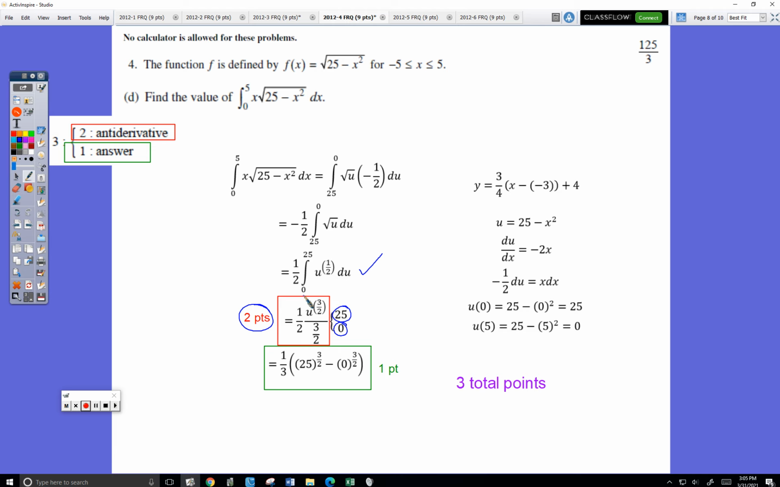into this formula. Oh, this is a constant. Dividing by 3/2 is the same thing as multiplying by 2/3. So that means I'd have 1/2 multiplied by 2/3. 2's can divide out because they're factors. So I'm left with just a 1/3. And then I take this, evaluated from at 25 and 0. You don't have to go any further than that green box. You get another point, 3 total points on part 4D.